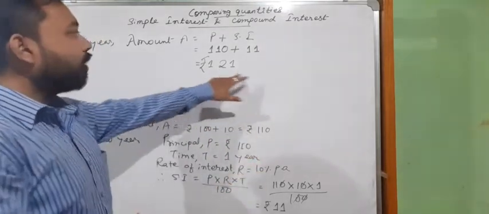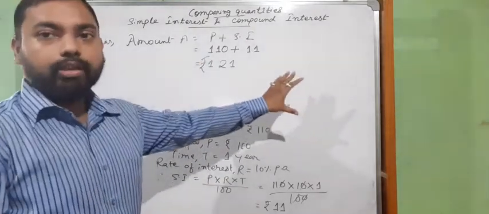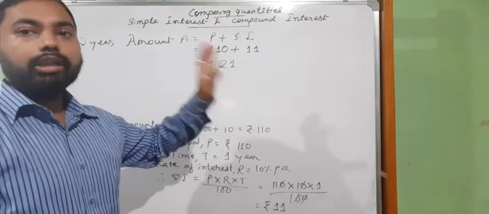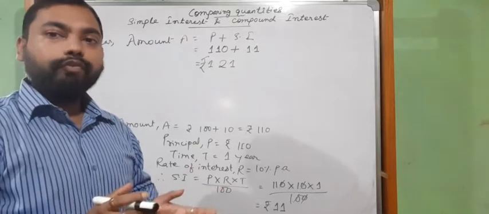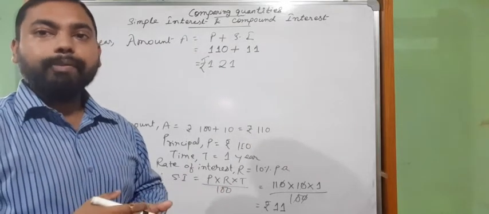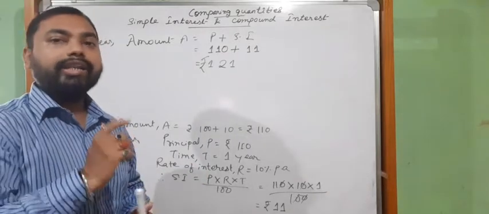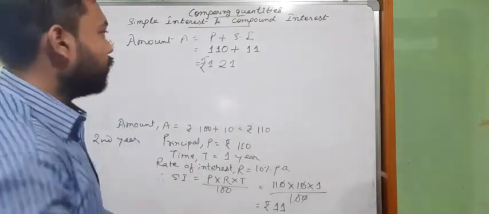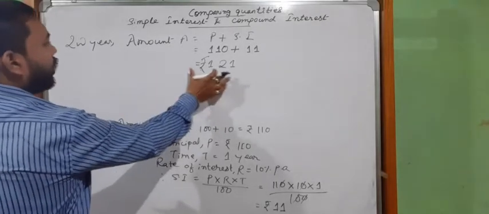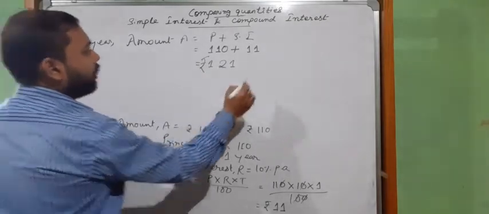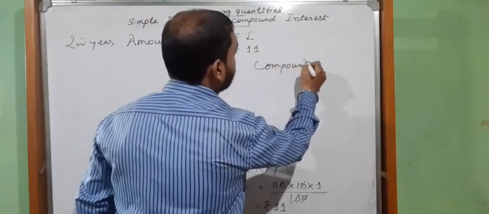So this is the compound interest, which we have calculated compounded annually. Always remember that compound interest is always greater than simple interest if we calculate for the same principal, same rate of interest and same time period. Always compound interest is greater than simple interest. Okay, so this is the answer, compounded annually. Here you can write compounded annually.